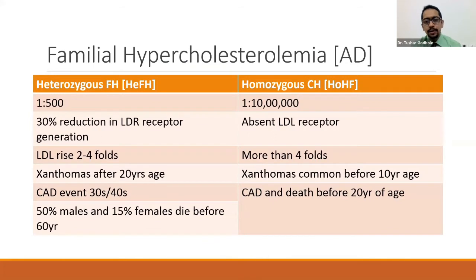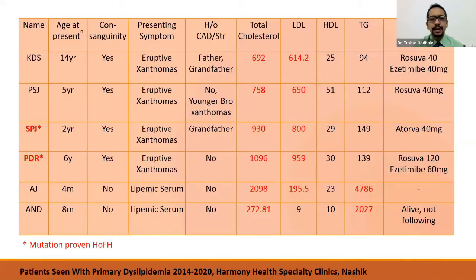We must treat this because the homozygous variety, if we don't treat them adequately, they are likely to have their cardiovascular event before the 20th birthday. So we have started the parents also on statins, and the child is being treated on statins with ezetimibe.